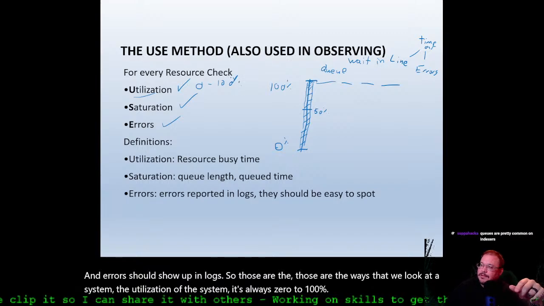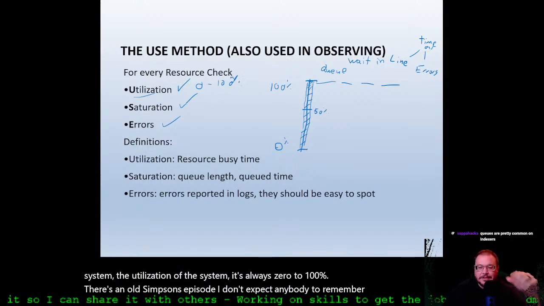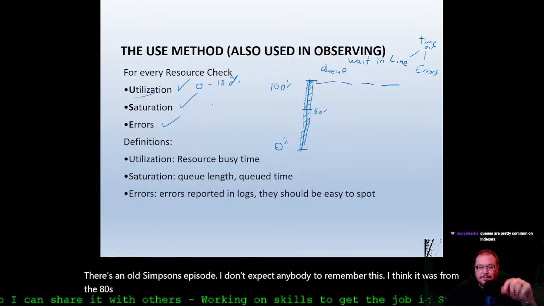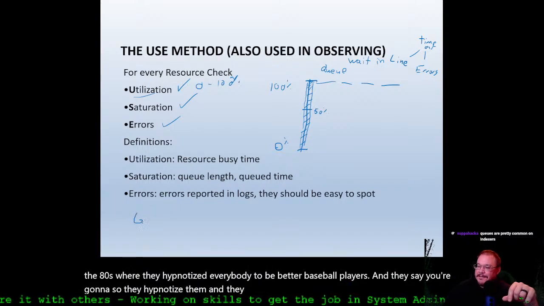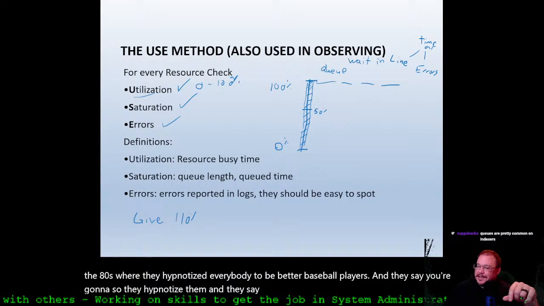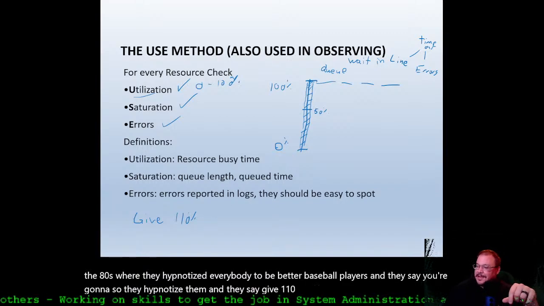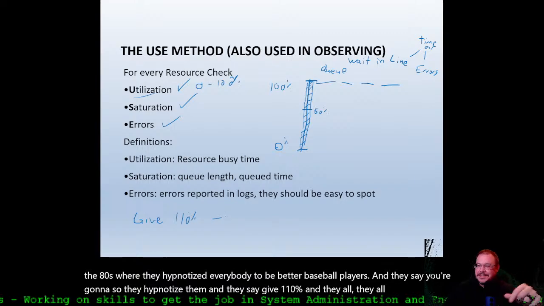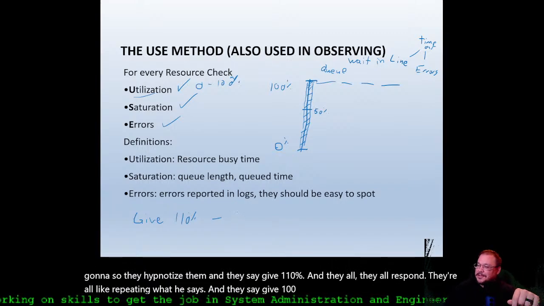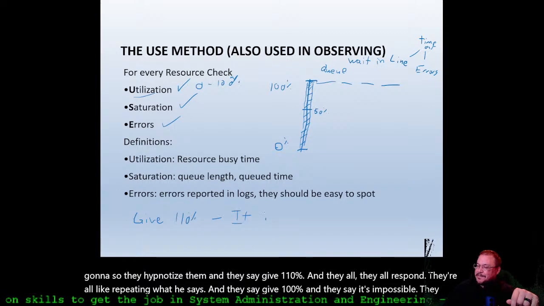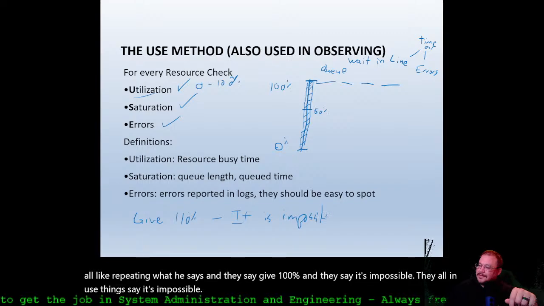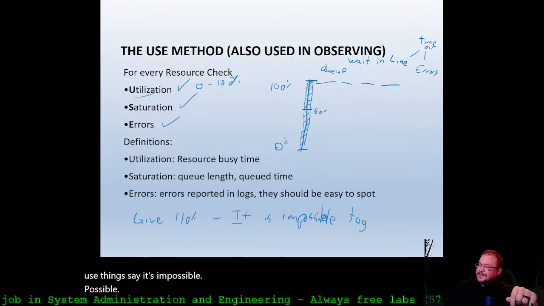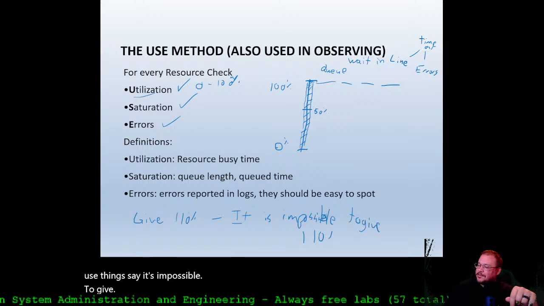There's an old Simpsons episode. I don't expect anybody to remember this. I think it was from the 80s, where they hypnotize everybody to be better baseball players, and they say give 110%. And they all respond, repeating what he says, and they say, give 100%, and they say, it's impossible. They all in unison say, it's impossible to give 110%.